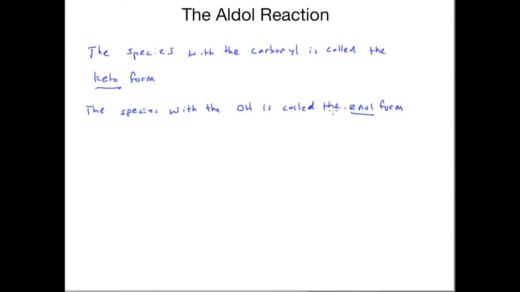So, what do you need to know about this? Well, we have keto and enol forms, both of those. It turns out that most of the time, like 99% of the time, most aldehydes and ketones exist predominantly in the keto form.